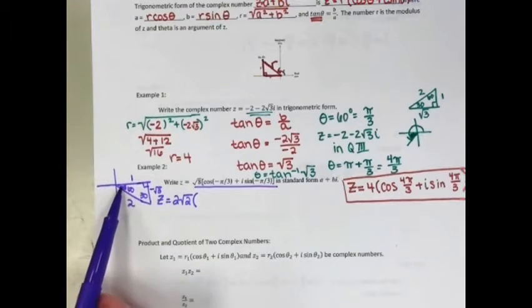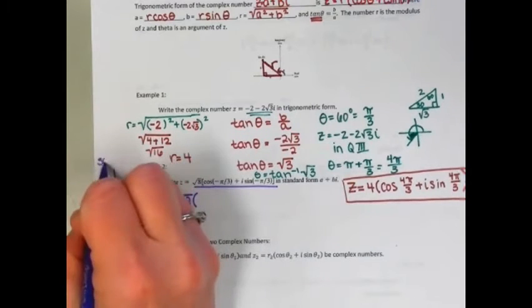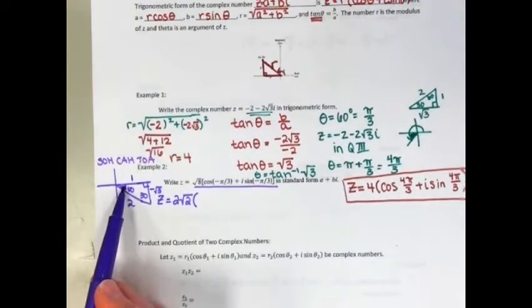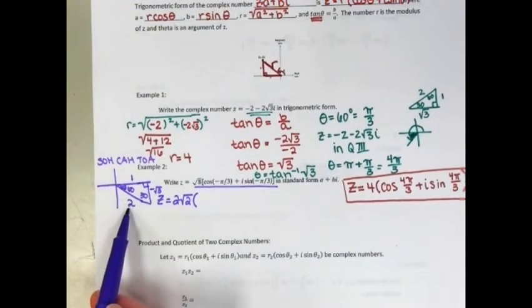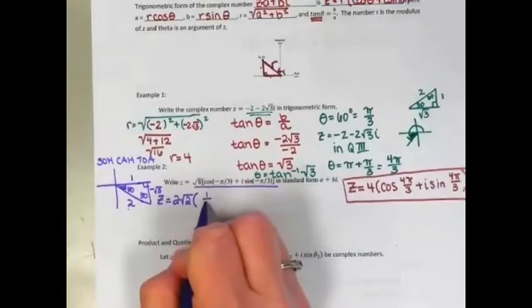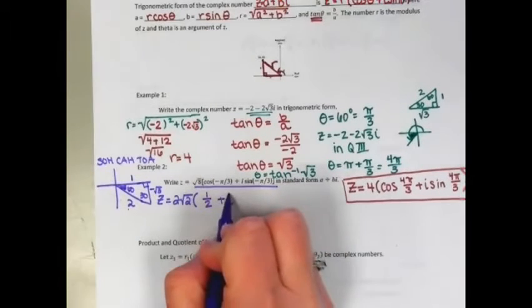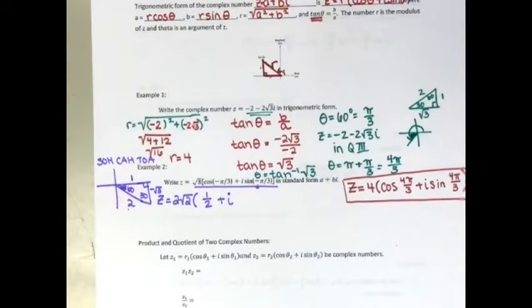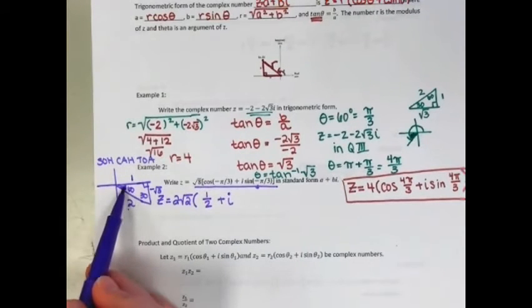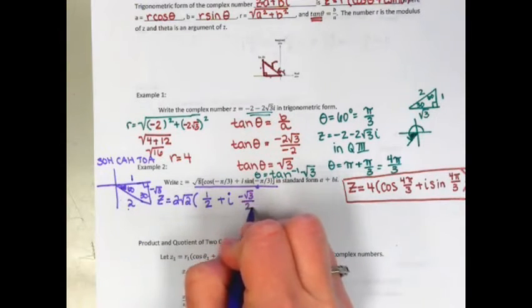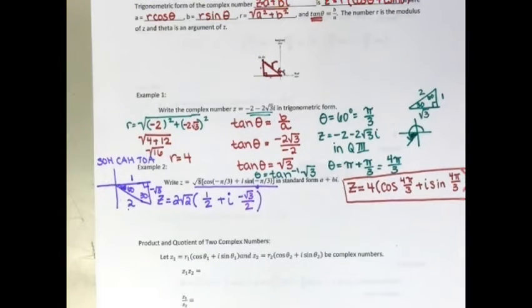All right. Now, what is the cosine of negative pi over 3? So looking at the 60 degrees, what's my cosine? So think of SOHCAHTOA. What is my cosine? Adjacent over hypotenuse. So it would just be 1/2. You guys okay with that? Okay. Plus i times what is the sine of negative pi over 3? So what's the sine of this 60 degrees? Negative radical 3 over 2. You guys okay with that?